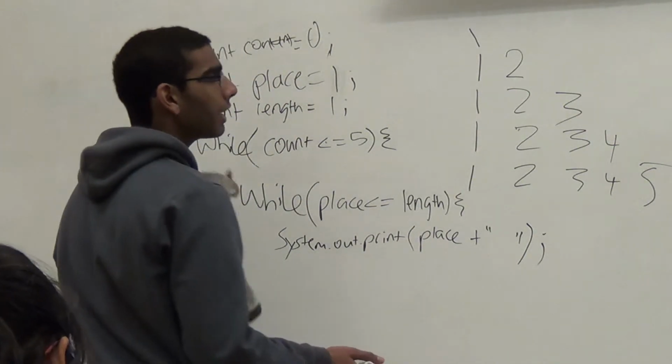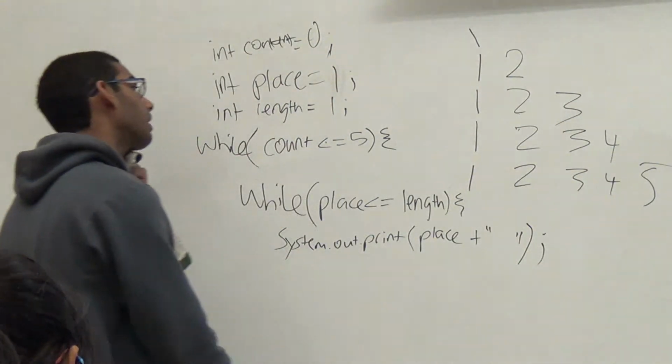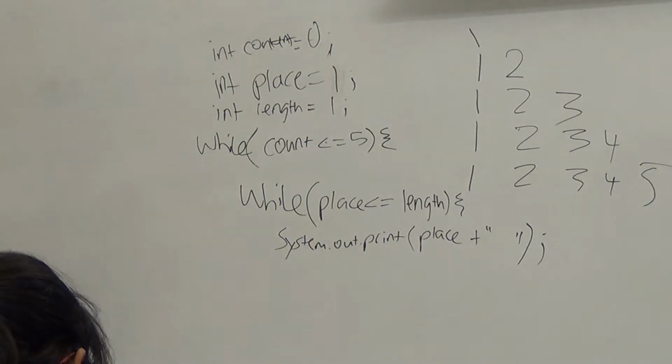And then what do you have to do to your place? Because your place, we already defined that this length would be the length of the column in each thing, right? So, what would you do now? You increment it.